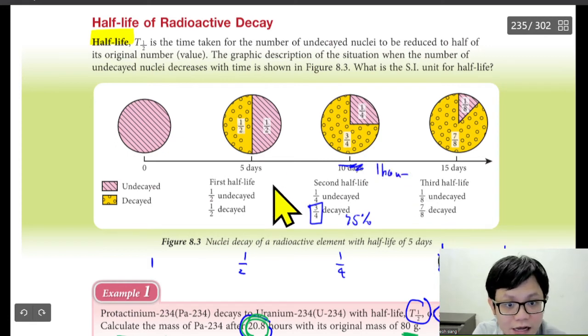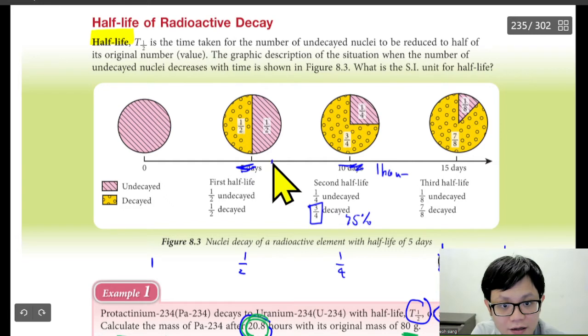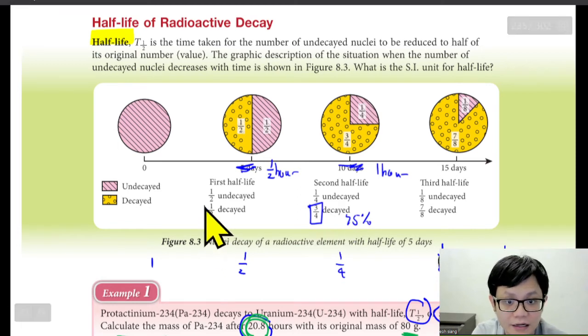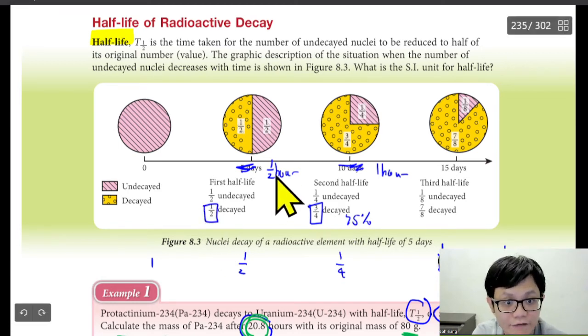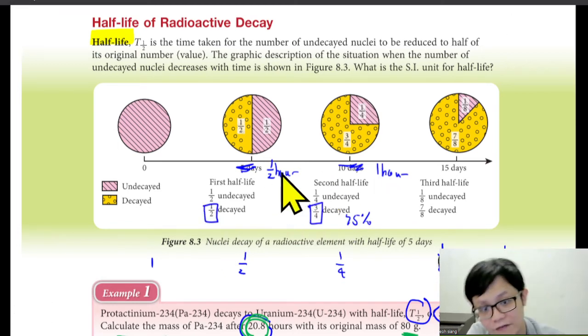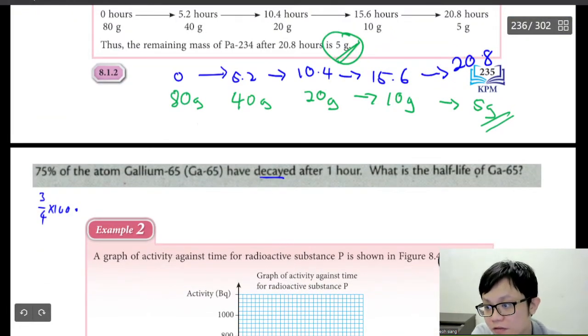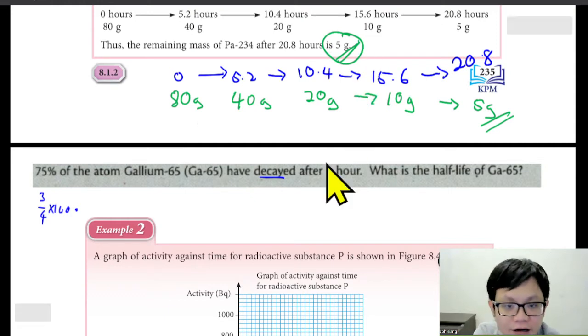So if this is 1 hour, this will be half an hour. Correct or not? 75% decay. In order to get half decay, you need half an hour, because here is 1 hour, here is half an hour. So the answer will be half an hour.